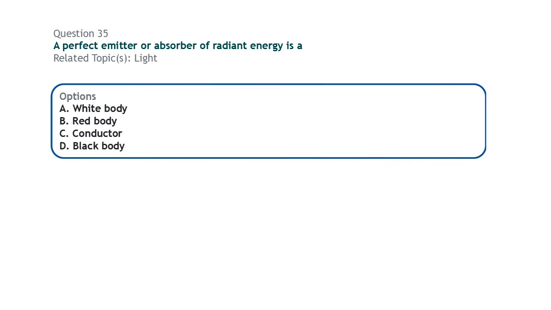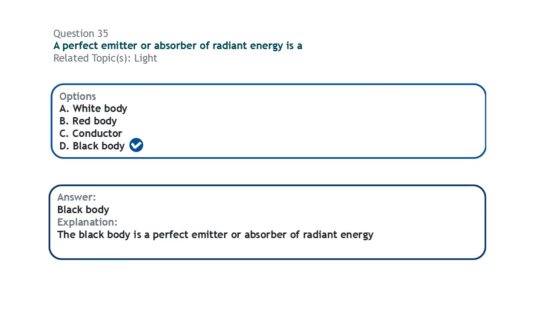Next, a perfect emitter or absorber of radiant energy is the black body. A black body is a perfect emitter or absorber of radiant or light energy.